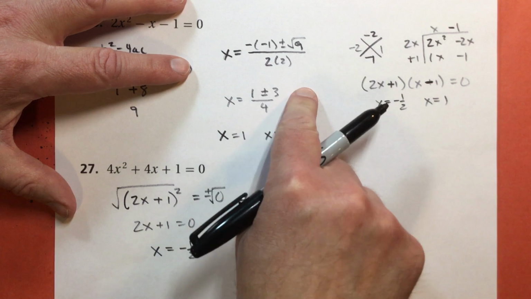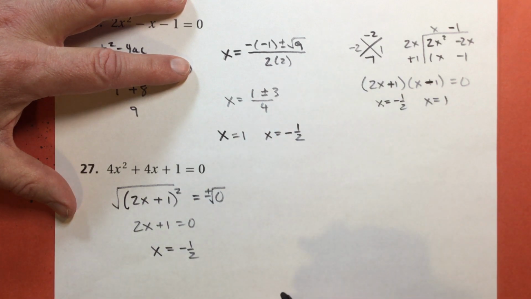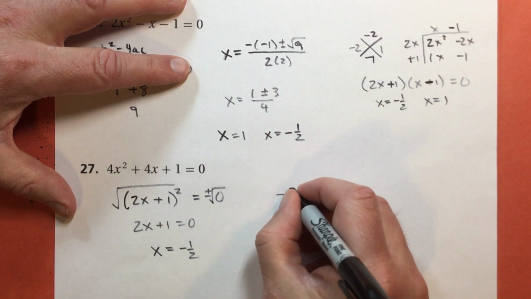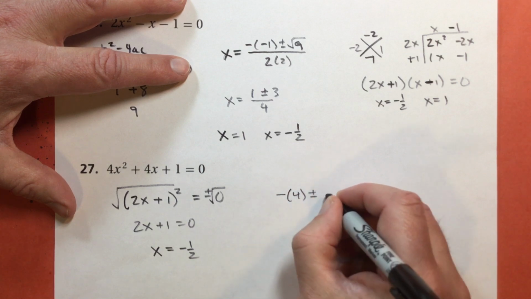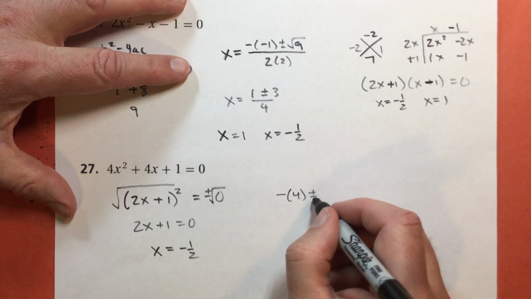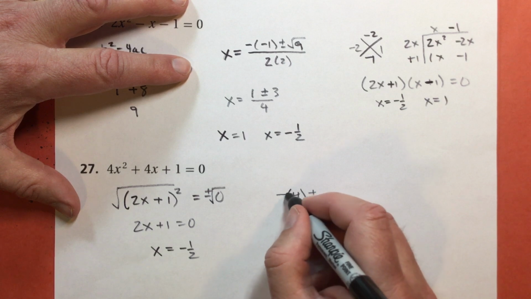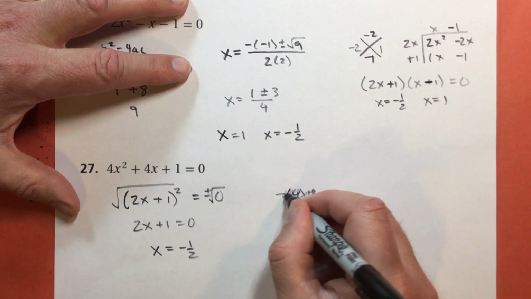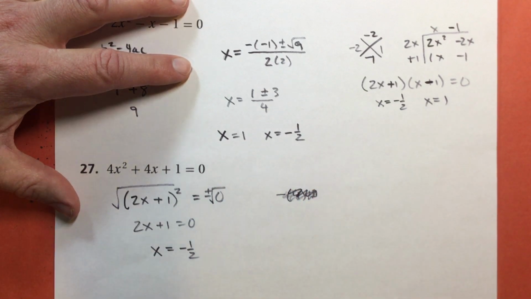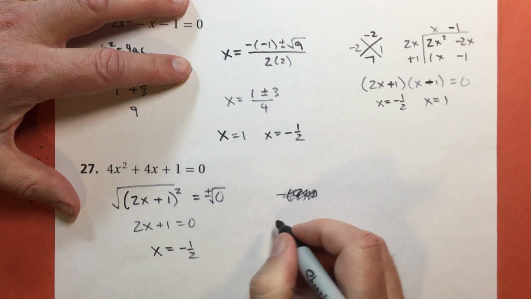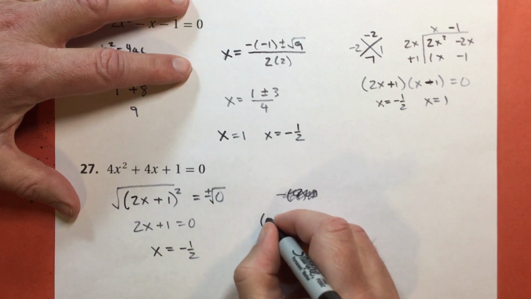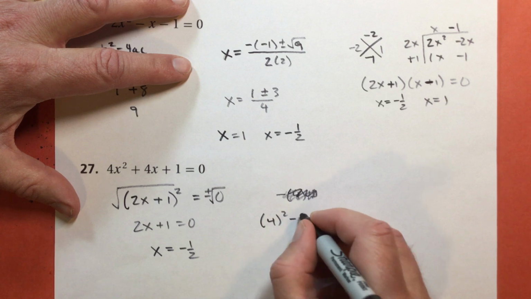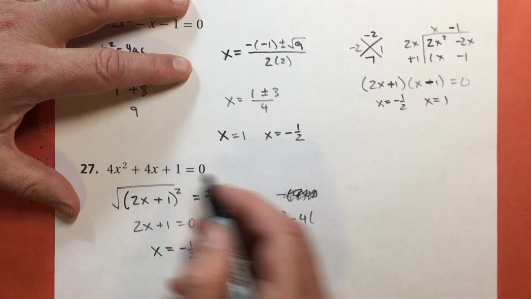And I said I was only going to double it up with that one, and here I am lying to you. I'm sorry. I get -4 plus or minus... Sorry. I was going... I'm breaking the method I'm using. First, find the discriminant. I get 4 squared, subtract 4 times 1.